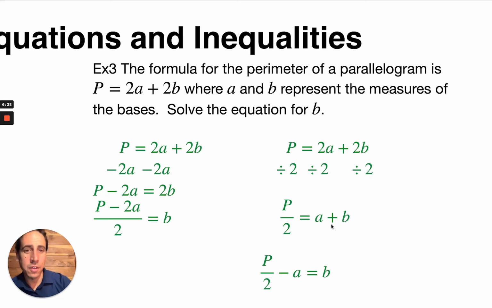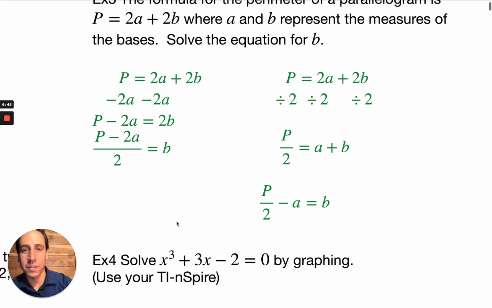Anyway, p over 2 is equal to a plus b. And then you can just undo the addition with subtraction, p over 2 minus a equals b. And so these two answers are equivalent to each other. The same, mathematically, they represent the same idea. They're rearranged perimeter of a parallelogram, but they're just expressed differently.